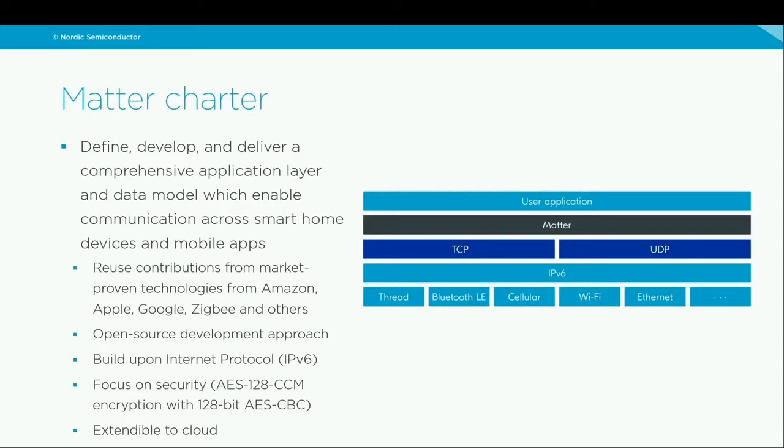Matter's charter is to define, develop, and deliver a comprehensive application layer and data model which enable communication and interoperability across smart home devices, commercial buildings, and mobile applications. You can immediately notice that Matter is not a full stack like Zigbee or Bluetooth Mesh, but an application layer running on top of other connectivity technologies. The development approach is, when possible and in line with project goals, to reuse contributions from market-proven technologies from major device makers and ecosystems. As a consequence, Matter, for example, inherits its data model from the Zigbee application layer called Zigbee Cluster Library.